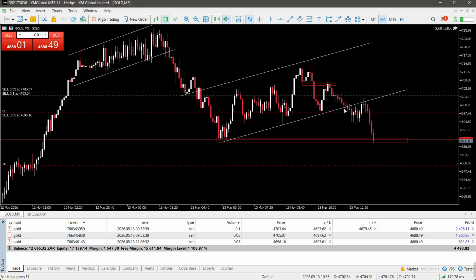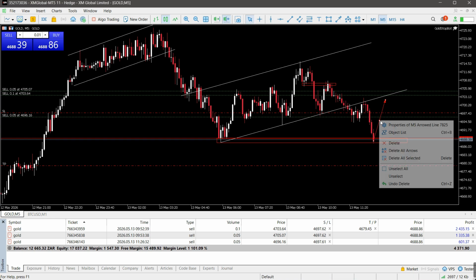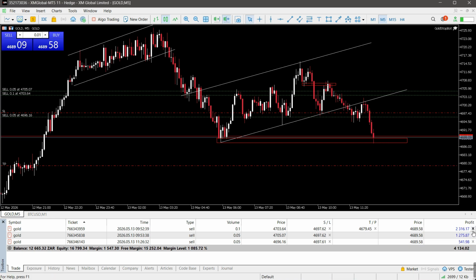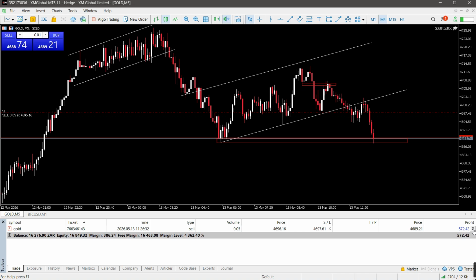This is a potential support. Price might start to reverse from here, right? So we need to go ahead and close and take our profits right here.